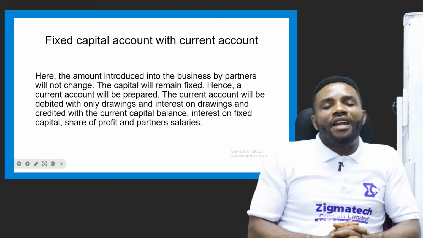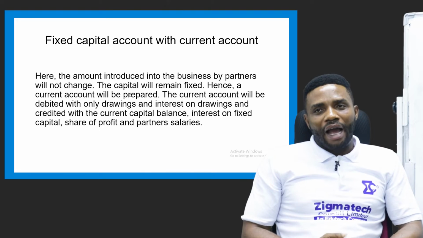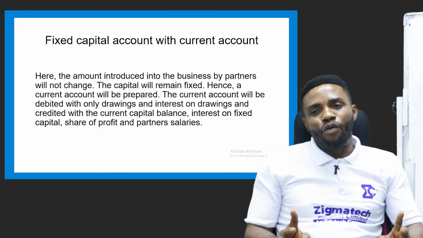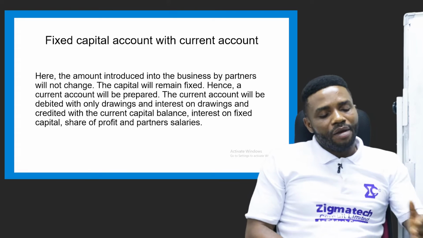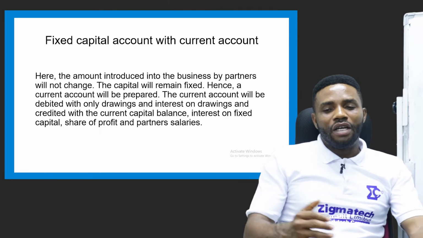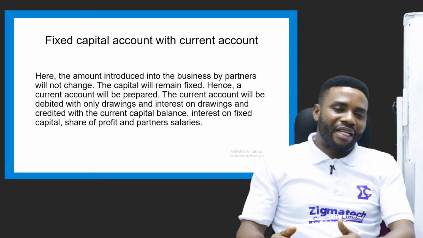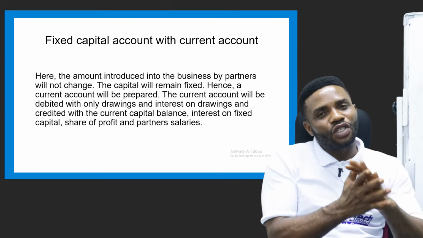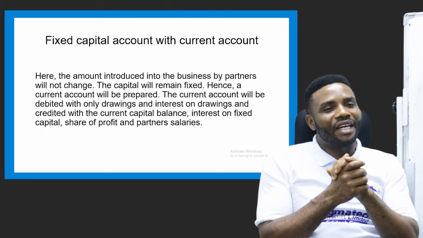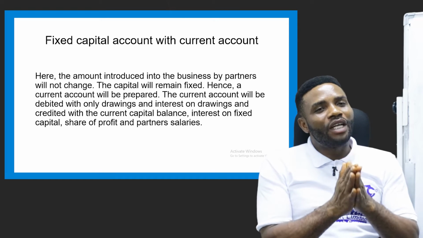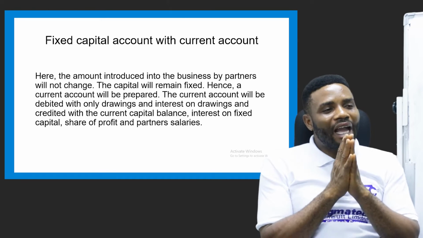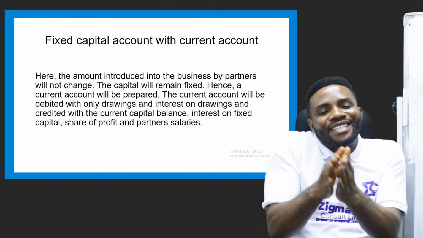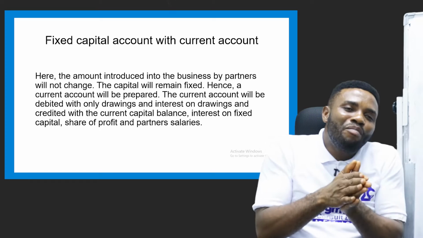Let's look at when it is just a fixed capital account with a current account. In this case, two accounts are open in one person's name. Peterson has two accounts, Johnson has two accounts, and Betty has two accounts. The first account that is opened for Peterson is called the fixed capital account. In that account, the only amount of money is the capital that was introduced by Peterson. And then a second account is also opened in the name of Peterson.